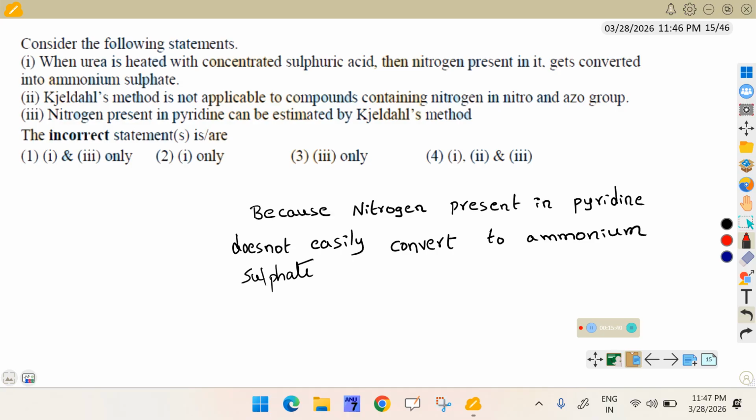Consider the following statements. Identify the incorrect statement. Okay. When urea is heated with concentrated sulfuric acid, then nitrogen present in it gets converted into ammonium sulfate. This statement is correct. Kjeldahl's method is not applicable to compounds containing nitrogen in nitro and azo groups. Correct. Nitrogen present in pyridine can be estimated by Kjeldahl's method. Wrong, because nitrogen present in pyridine is not easily converted to ammonium sulfate. So the third statement is wrong.